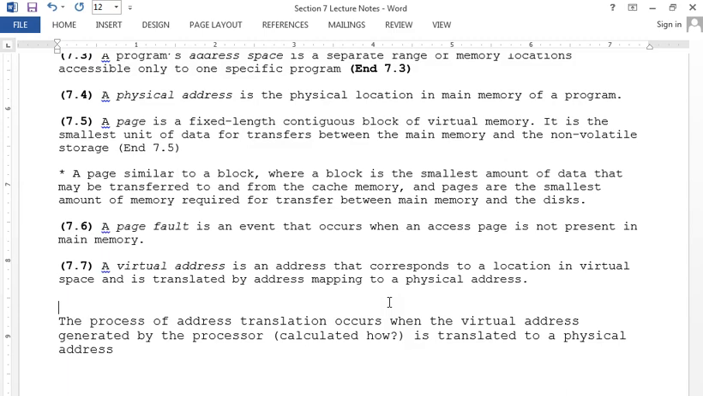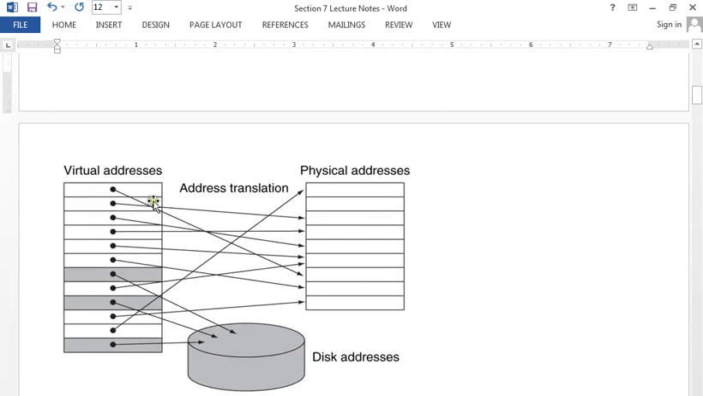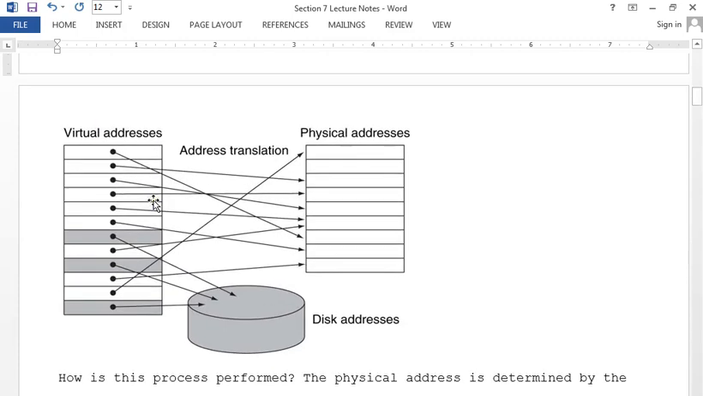So here, it's kind of a basic diagram. You have a virtual address, which is what's generated by the processor. And what happens is, as you're swapping pages in and out, the operating system is going to try to find the most efficient place to put it.